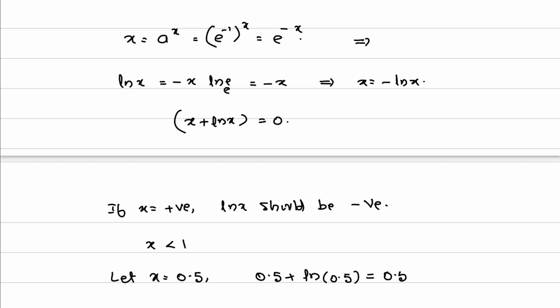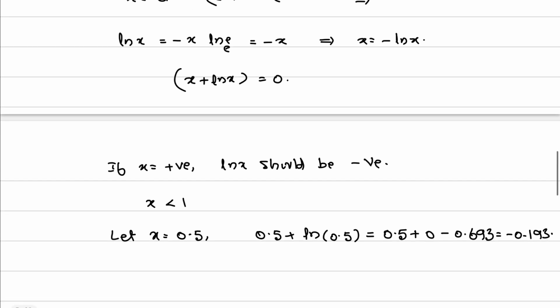.5 plus ln 1 minus ln 2. ln 1 is 0, minus 0.693, that is equal to minus 0.193. That means it is above 0.5.